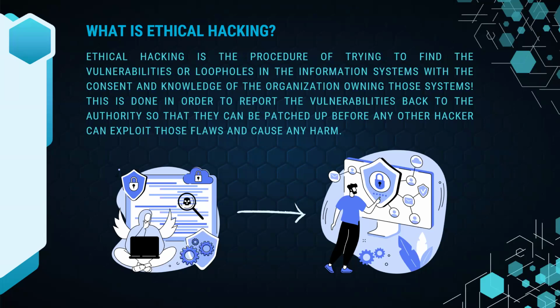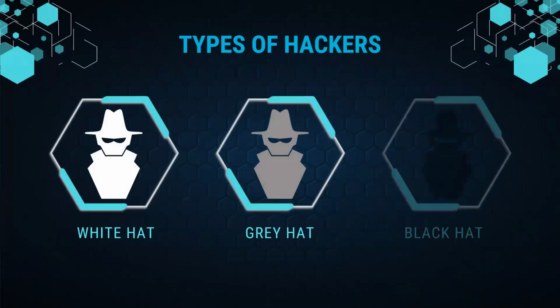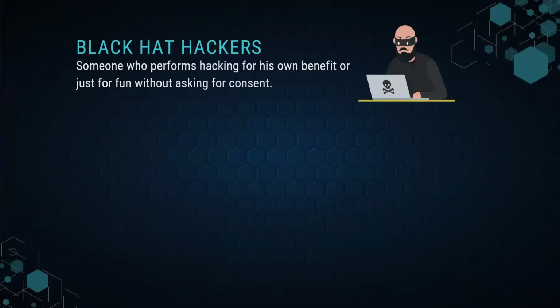Now, moving on, after these definitions, we can categorize the different types of hackers as well. There are three broad categories, the most popular ones, which are called white hat hackers, gray hat hackers, and black hat hackers. Your black hat hackers are typical cyber criminals who perform hacking for their own benefit without asking for consent. These are the cyber criminals themselves.